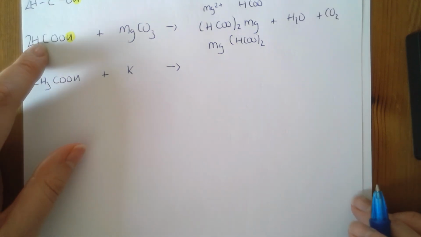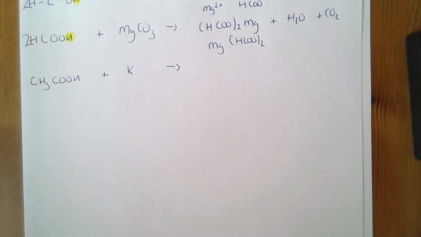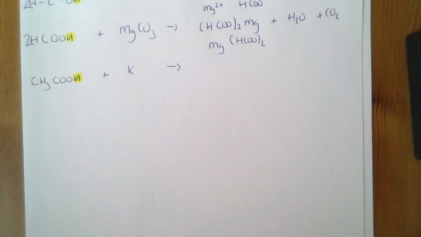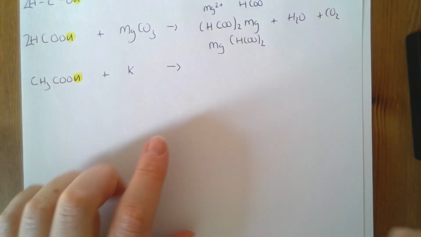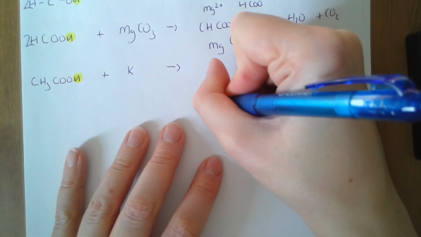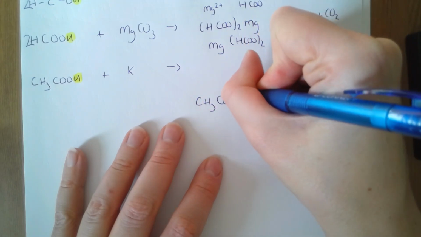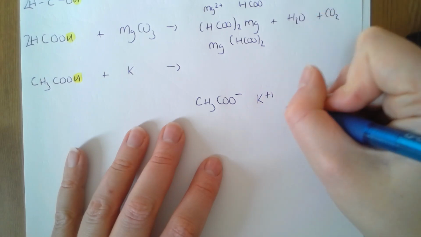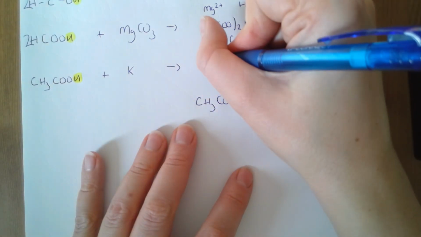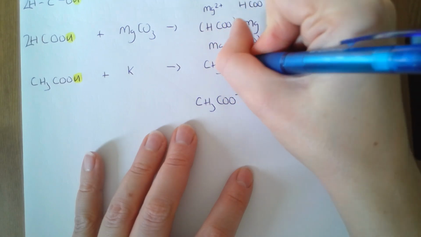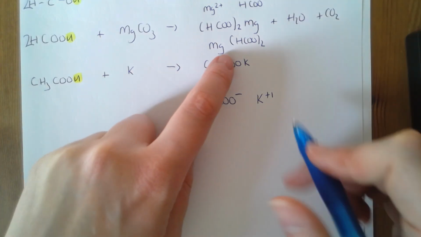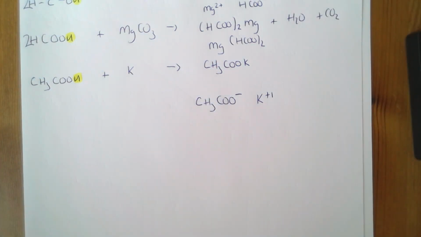I've just gone from methanoic acid to ethanoic acid, but remember, even though I've got more H's, it doesn't matter. It's only the H from the carboxylic acid group that is ever lost. So if I'm working this out, it's CH3COO minus. That's what I'm left with. My potassium I know is +1. These charges immediately cancel, and it's going to be CH3COO, and then I can just put the K on the end. I can either show the minus and the plus, or show no charges at all.